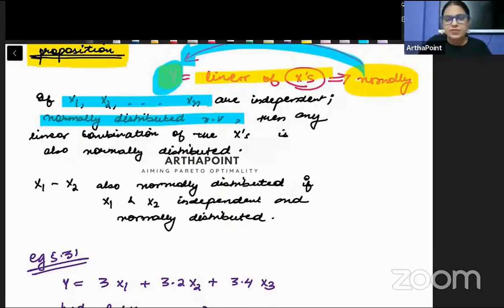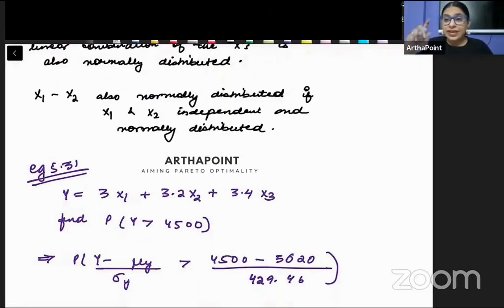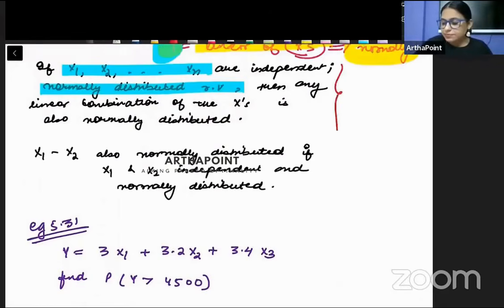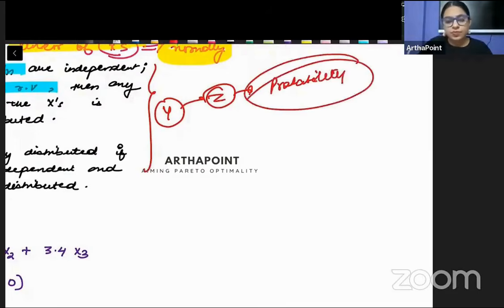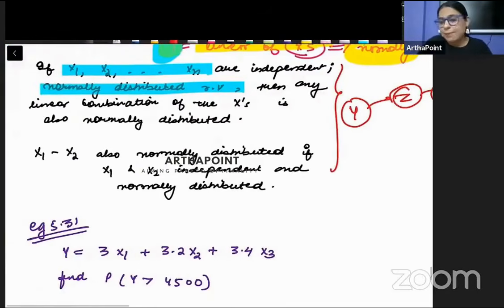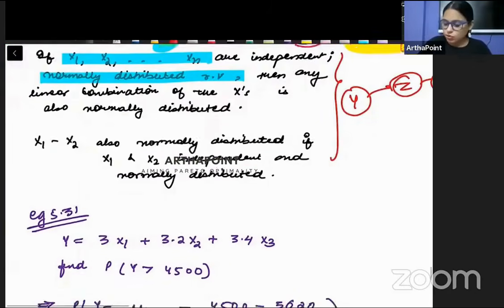Am I making sense? So if x's are independent and normally distributed, and y is a linear combination of x's, then that will also be normally distributed. Beta, what is its implication? Its implication is that using the z distribution on y, you can find the corresponding probabilities. Let me give you an example of that.